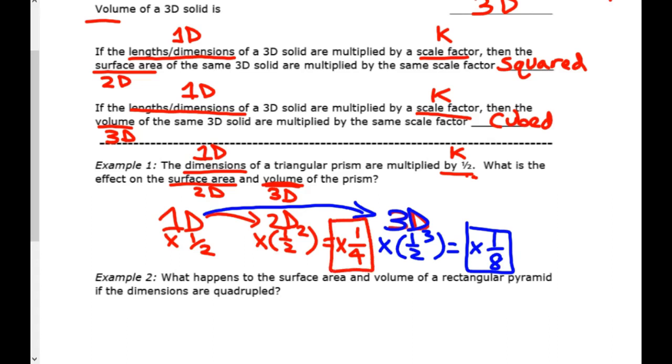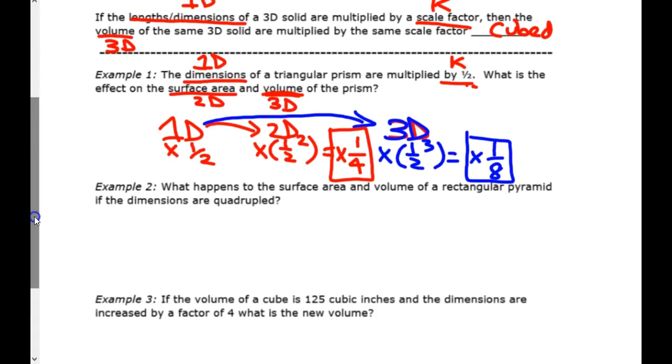All right? So again, if I could boil this down, really simplify it, whatever the change is, you square it for surface area's change, and you cube it for volume's change in scale factor. Try example 2. Same thing, different number, right? What happened to the surface area and volume of a rectangular pyramid if the dimensions, which are 1D, are quadrupled? That's my K, my change.